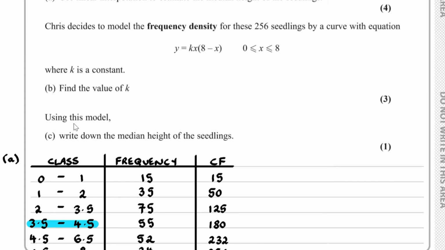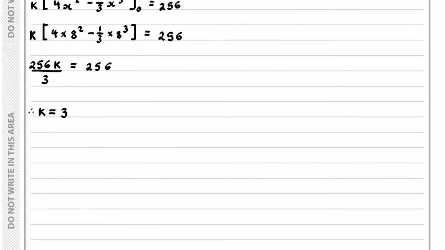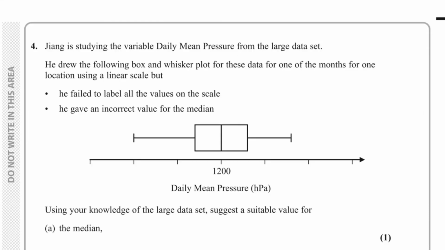Now, for part C, using this model, we have to write down the median height of these seedlings. Well, the median will be the middle value. And if we consider the symmetry of this quadratic function, it's symmetrical about x equals 4. And therefore, for part C, by symmetry, the median is equal to 4.